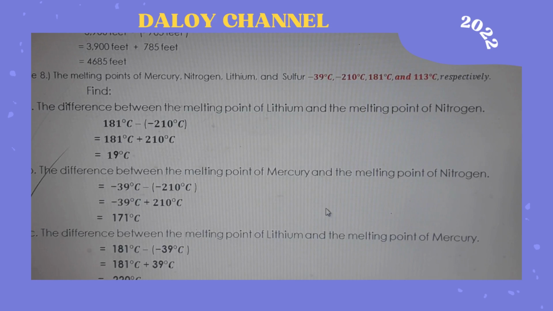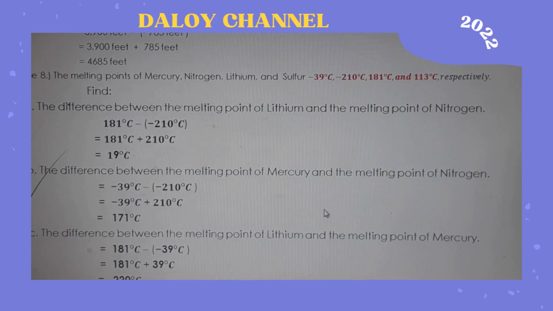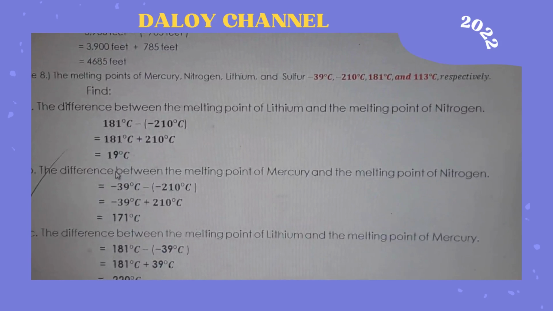Again, there's a correction here. By distributing the negative sign to the minus sign, it becomes positive 210 degrees Celsius, which will be directly added to 181. The sum of 210 plus 181, so we have 391 degrees Celsius as the answer.